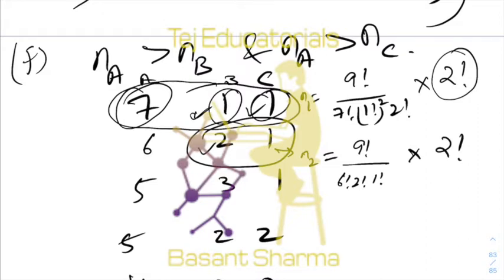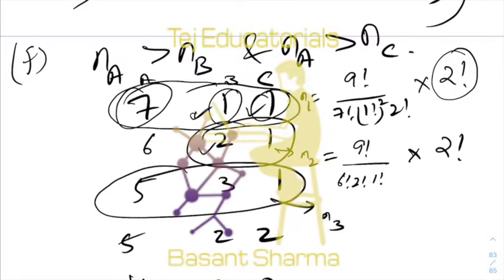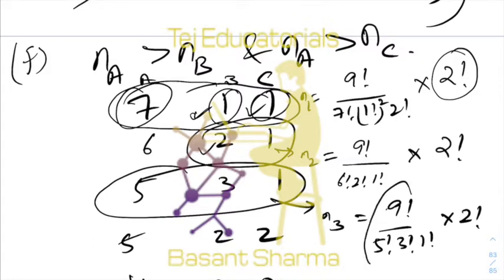Now, similarly for this one, you have n3, which is 9 factorial by 5 factorial, 3 factorial, 1 factorial into 2 factorial. So these are the number of ways in which you can form these groups. Then these two groups of size 3 and 1 can be distributed amongst two people in 2 factorial ways.